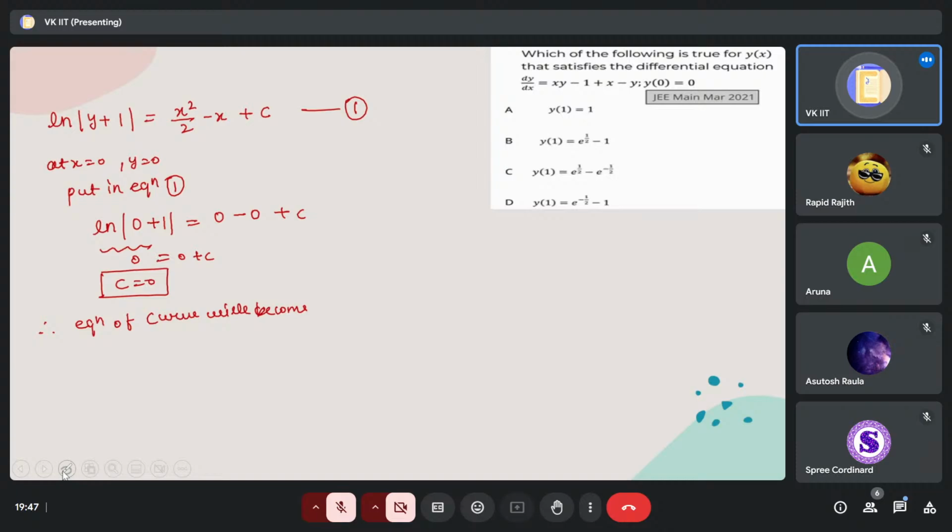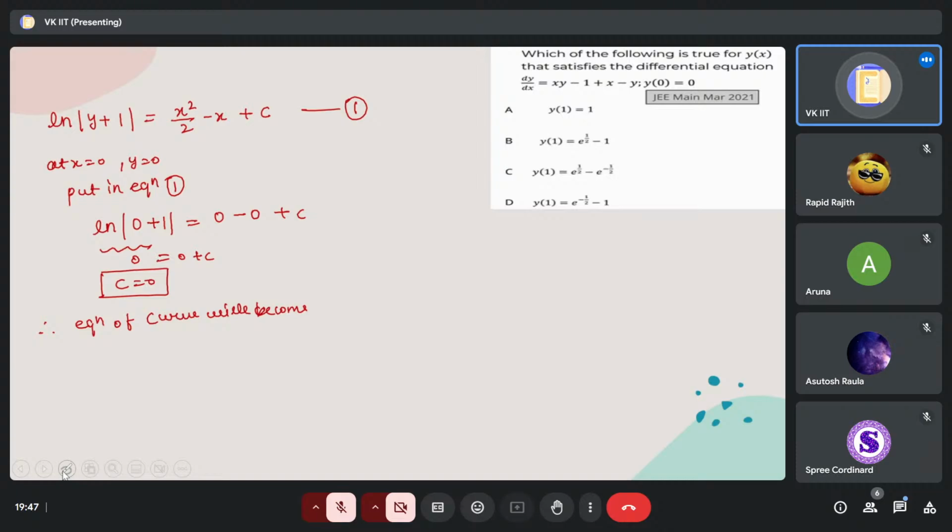If you don't remember, log of x to the base e, if it is given as a, then the x value will become what? e to the power a, na? That is coming from where? By the definition. Someone said something. Yeah, B option.